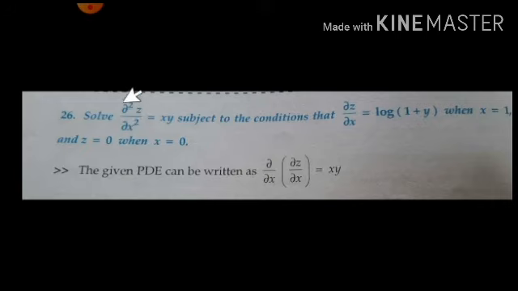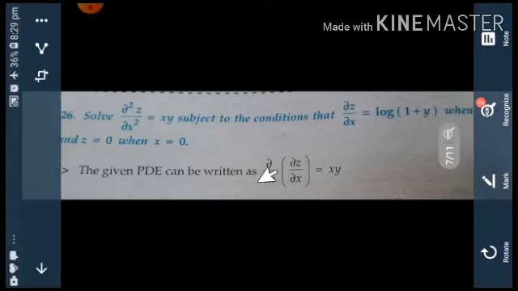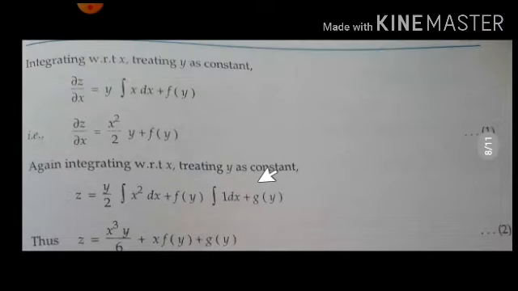The notation is ∂/∂x (∂z/∂x) = xy. First integrate with respect to x. For ∂z/∂x, y is constant. So the integral of x dx, and the constant of that integration is f(y). So ∂z/∂x is y times the integral of x, which is x²/2, plus f(y). To get z, we need to integrate with respect to x once again.